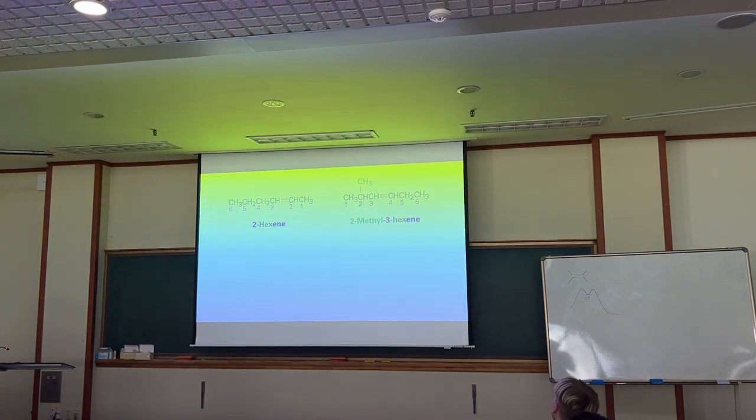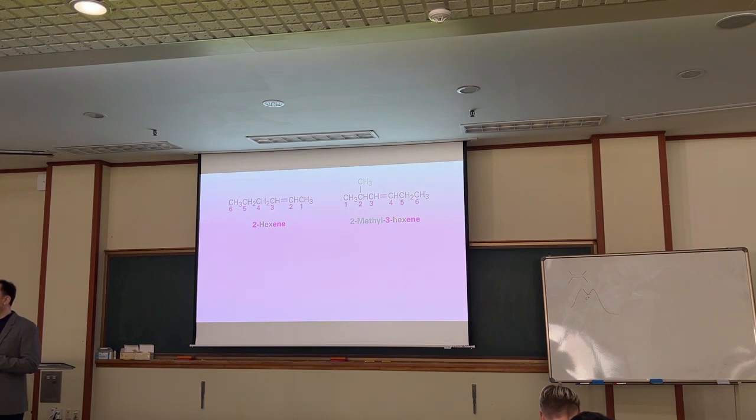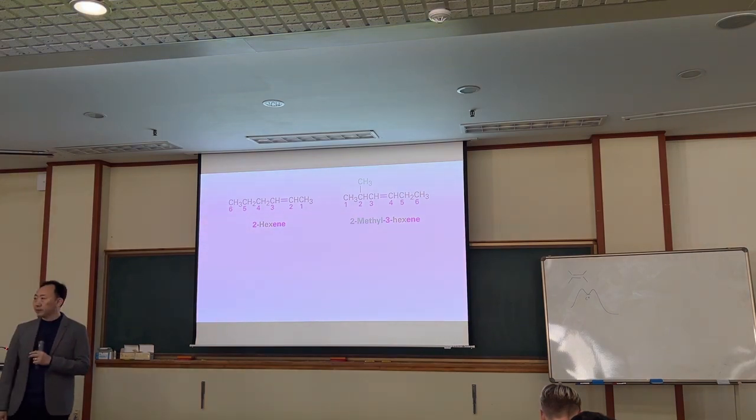Carbon. Alkene number wise, it can go this way or this way, same. It's in the middle, right? It's anyway a 3 hexene. Now substituents, you want to have the lower number. Okay? So starting from here, 1, 2. 2 methyl, 3 hexene.